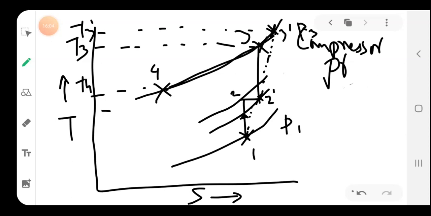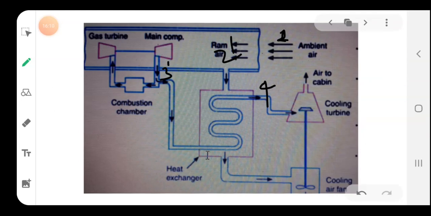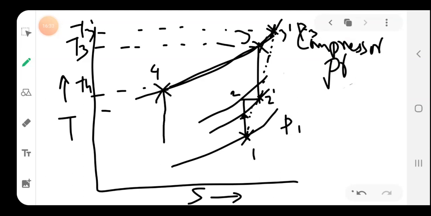And after 4, what will happen? It undergoes cooling through the cooling turbine, so it will be some 5 dash. Constant entropy or isentropic expansion takes place in the turbine. Expansion takes place, and it will get expanded to this temperature. What is this temperature? This is 5, T5.